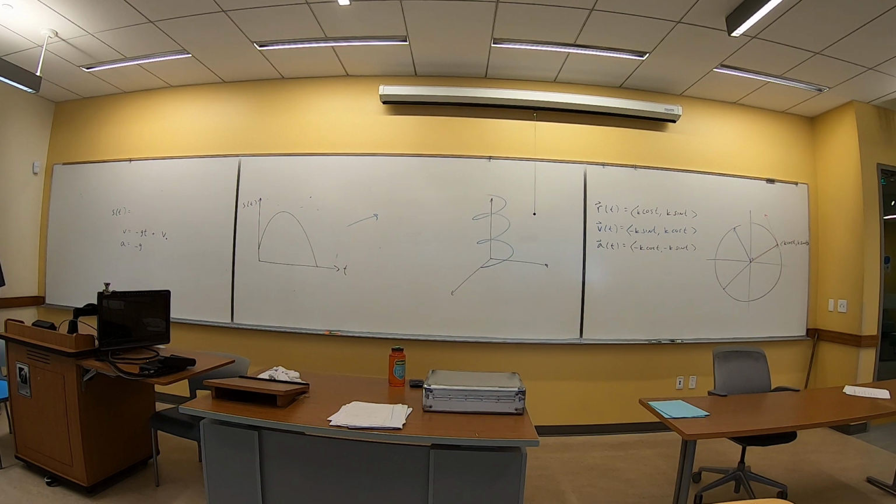Do nothing, throw it up, throw it down. If down is negative, throwing it down would mean I have negative. So this is what this is. Then if I integrate again, this would be negative 1/2 gt squared plus v0t plus s0.